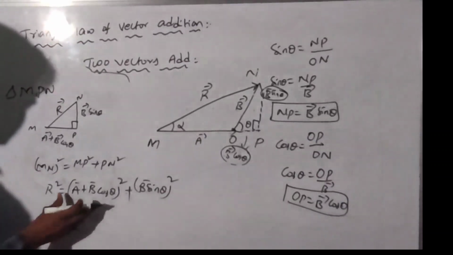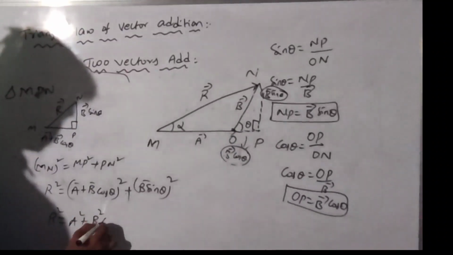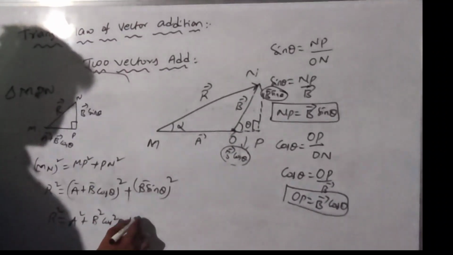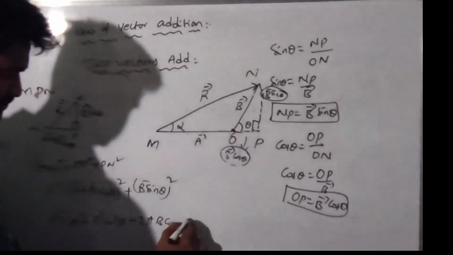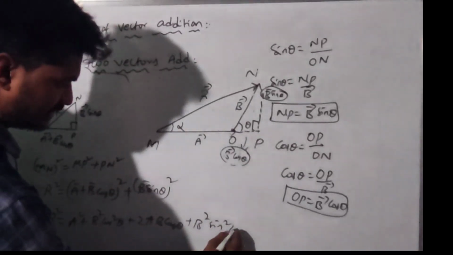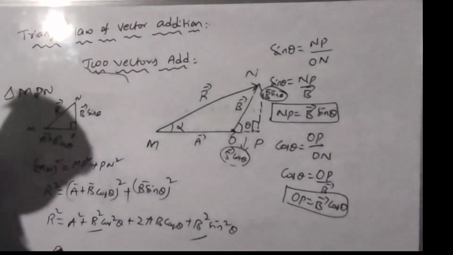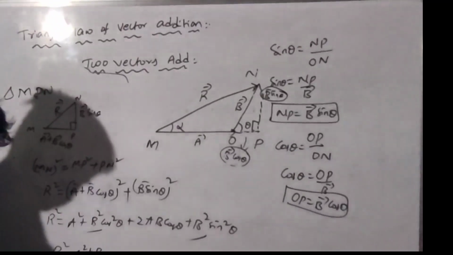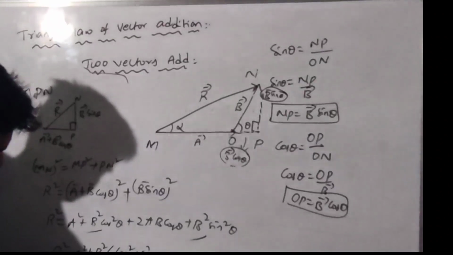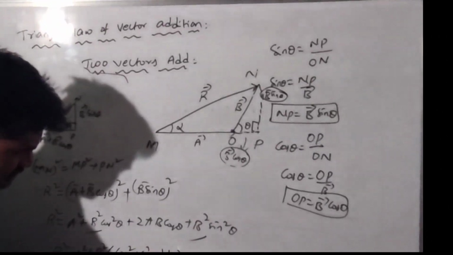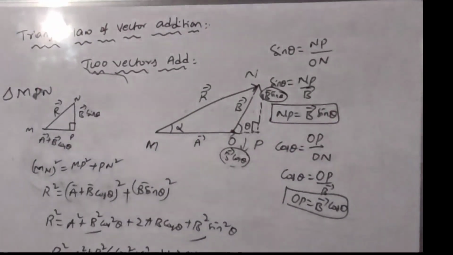R square is equal to A square plus B square cos square theta plus 2 into A into B cos theta, plus B square sin square theta. Which one is the common term here? B square is the common term. You can take it common. R square is equal to A square plus B square times cos square theta plus sin square theta, plus 2AB cos theta.